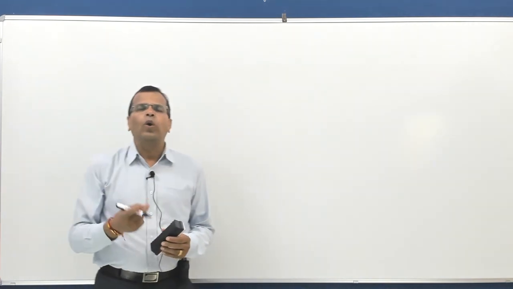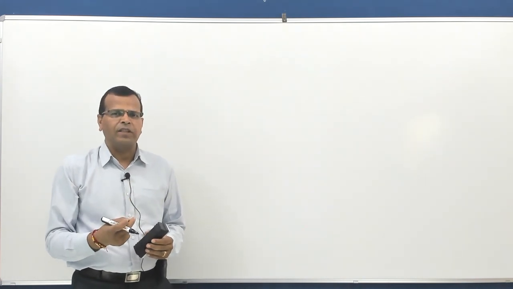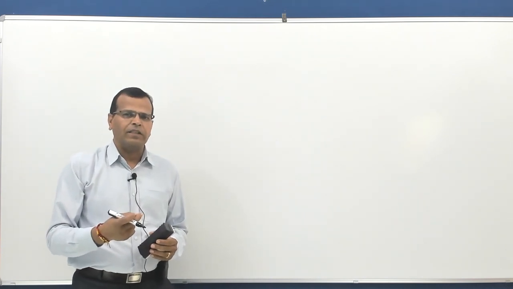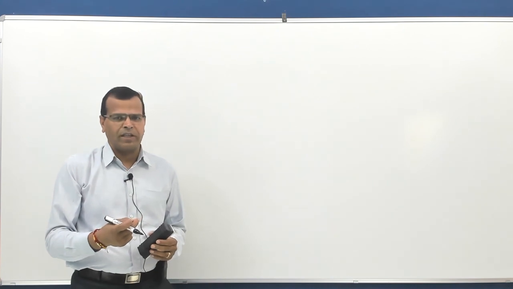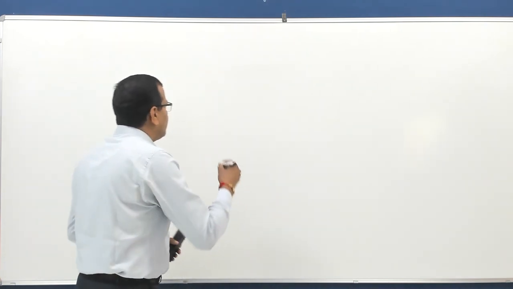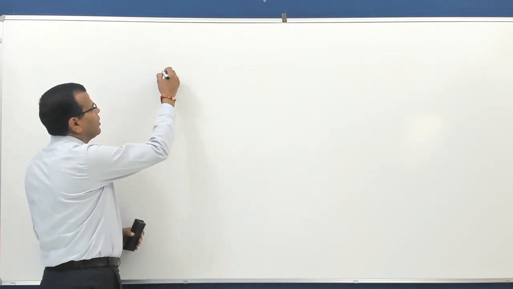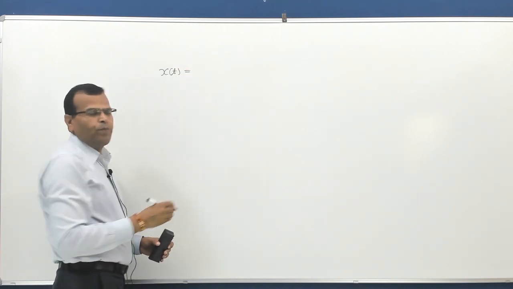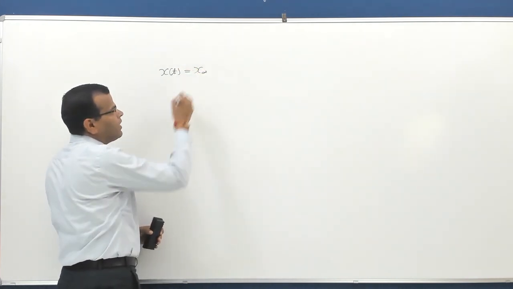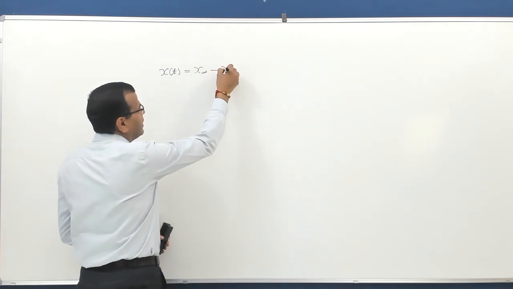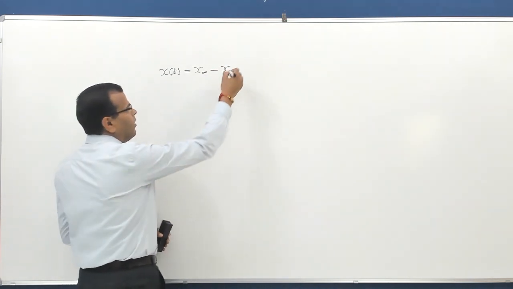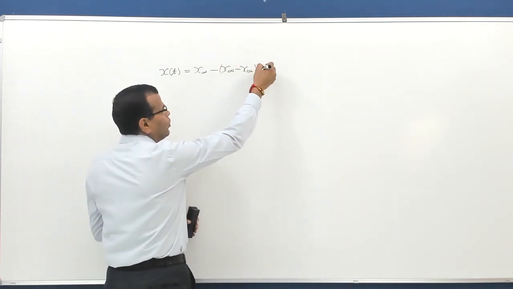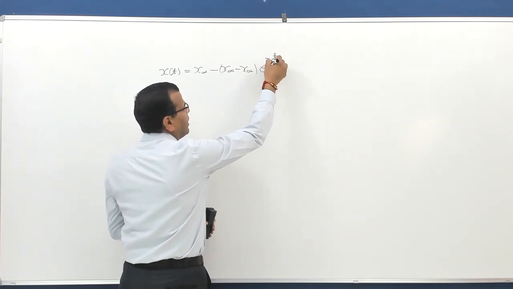I will take only two types of circuits for transient response today, that is RL circuits and RC circuits, and those are basically the first order circuits. The natural response of any first order circuit can be given by x(t) = x(∞) - [x(∞) - x(0+)] e^(-t/tau).